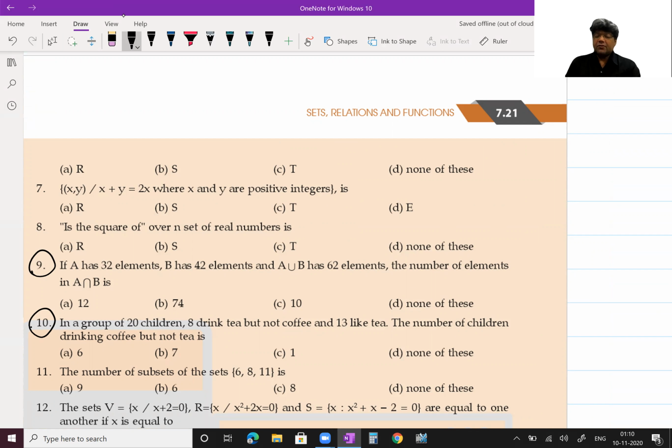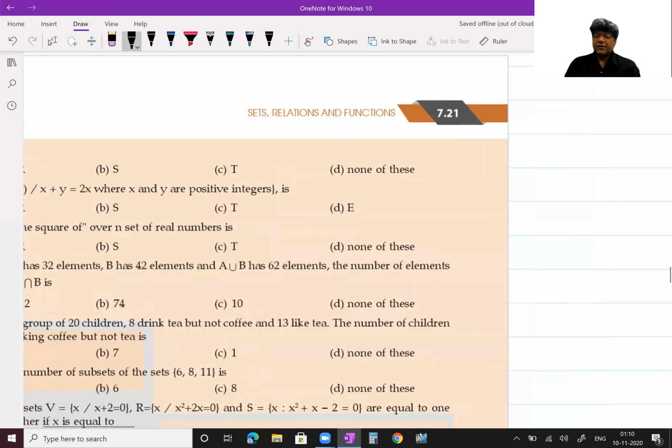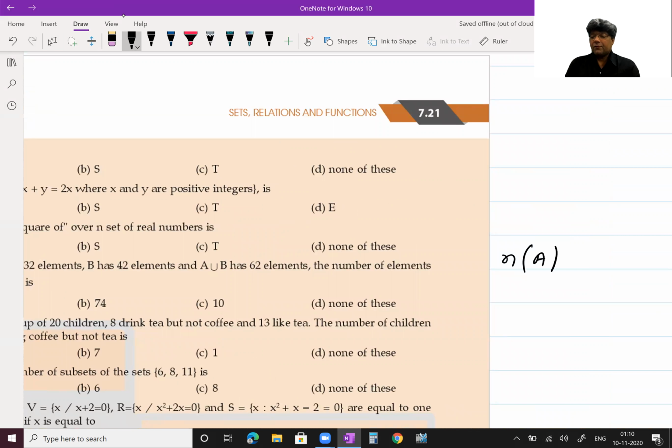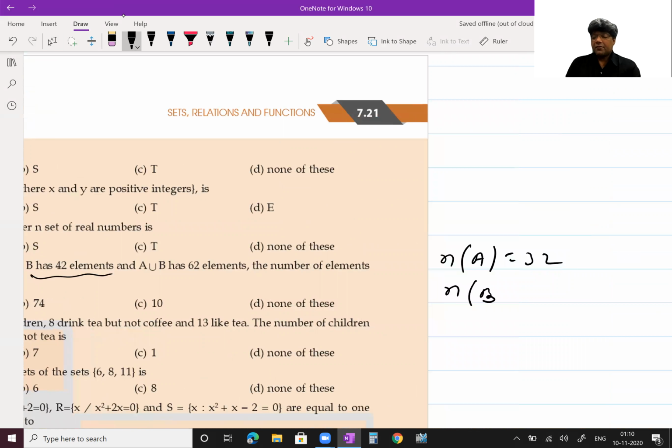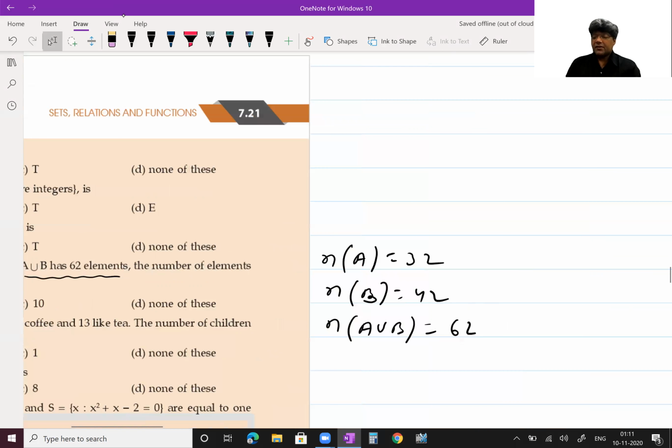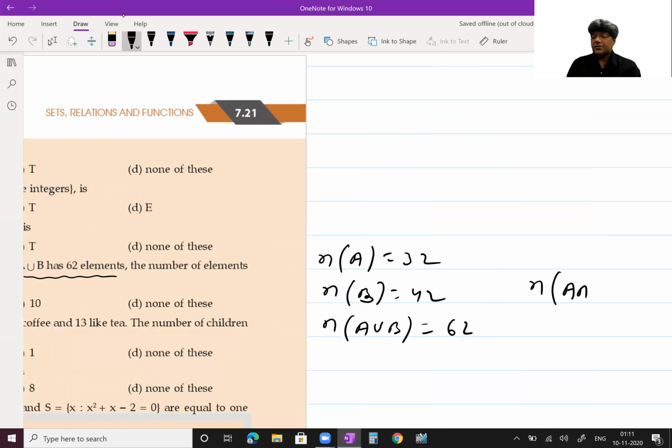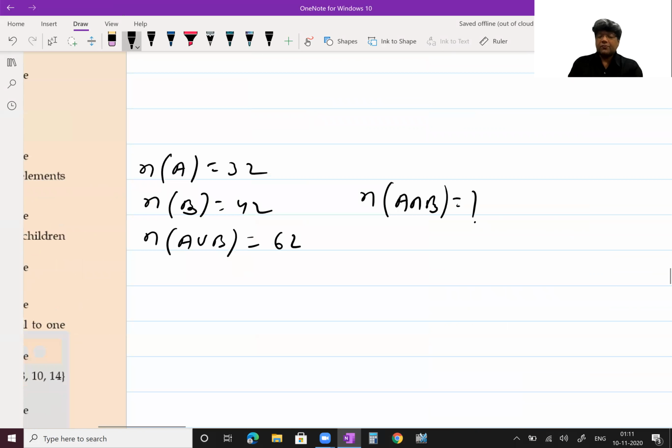A has 32 elements. It means cardinal number of A is equal to 32. B has 42 elements, means cardinal number of B is equal to 42. A union B has 62 elements, means cardinal number of A union B is equal to 62. Now the question is asking the number of elements in A intersection B. You can do it by Venn diagram, but I am doing it by formula because I want to show you the formula.